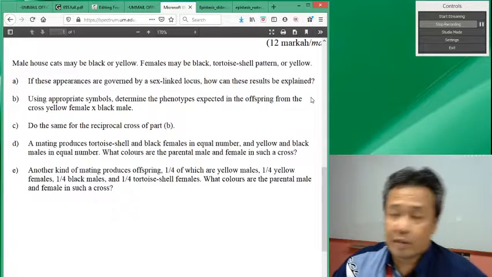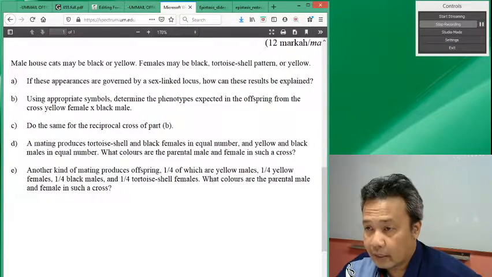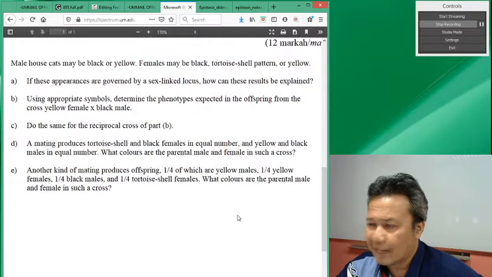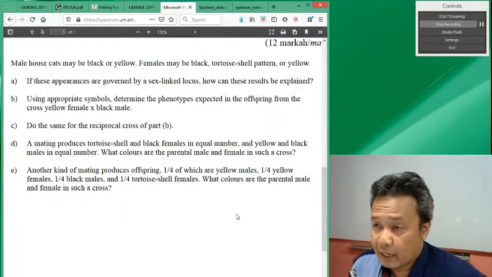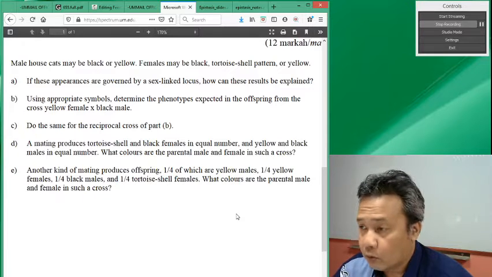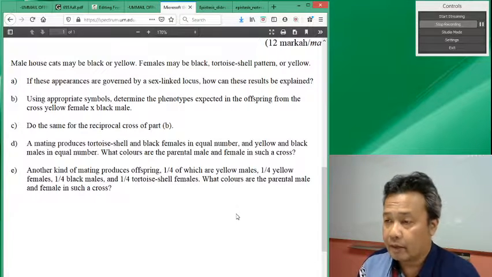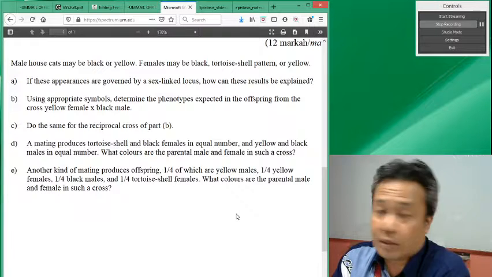Right, moving on to the next question, which is on the cats. Now this question will be about X-linked inactivation. It says male house cats may be black or yellow, female may be black, tortoiseshell pattern or yellow. Question A: if the appearance is governed by a sex-linked locus, how can these results be explained?